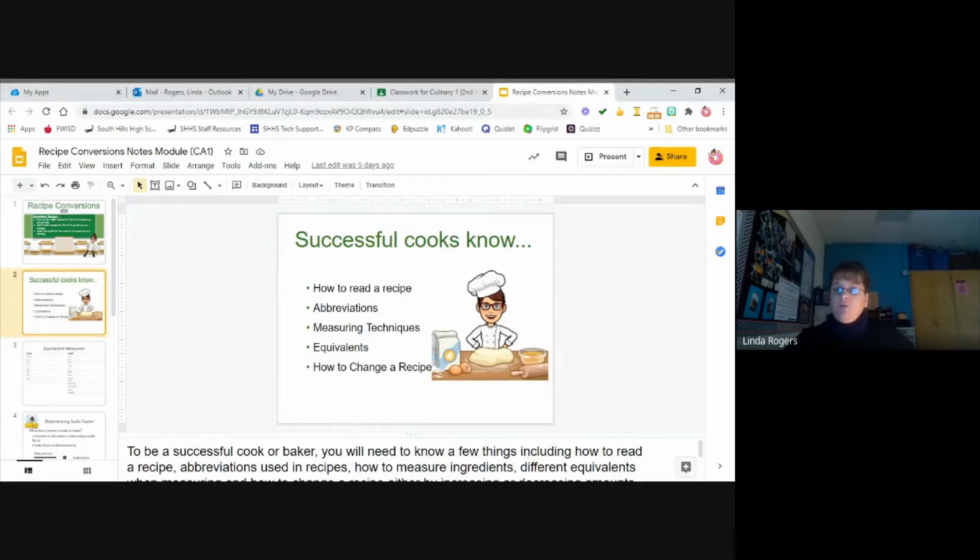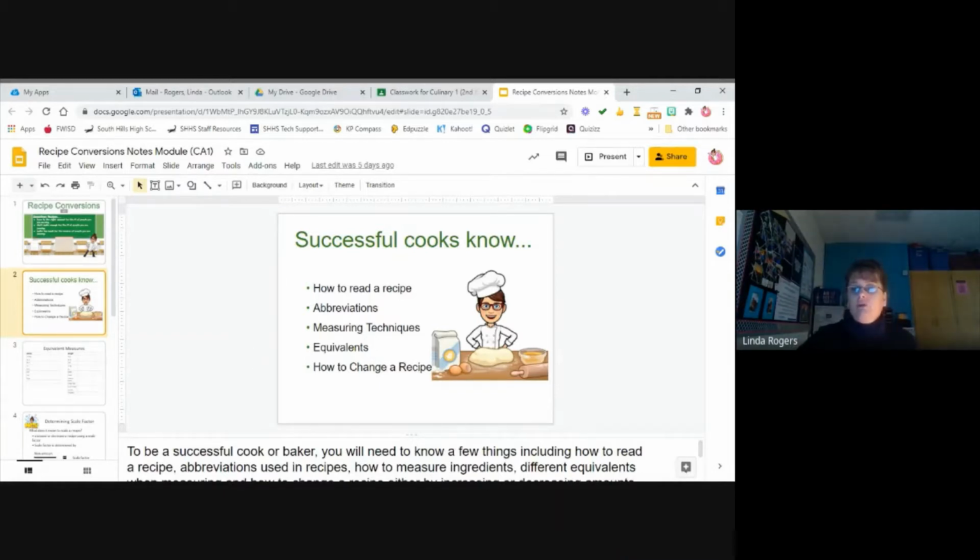So also you need to know equivalents. There's certain equivalents that you need to just know. So for instance, 3 teaspoons equals 1 tablespoon. 8 ounces is a cup. 16 ounces is a pound. Just some of those basic amounts you need to learn or know because you'll use them all the time in cooking, especially baking. Okay, which is what we're going to do first.